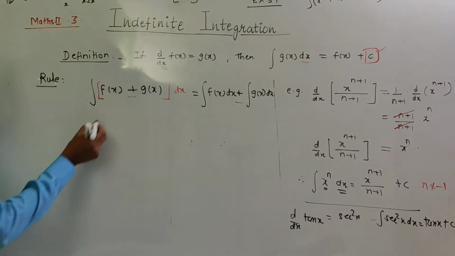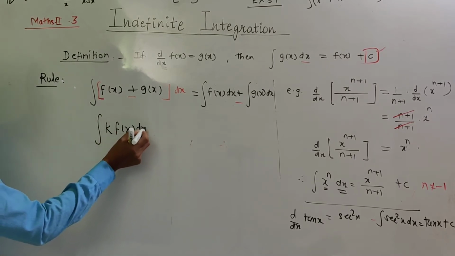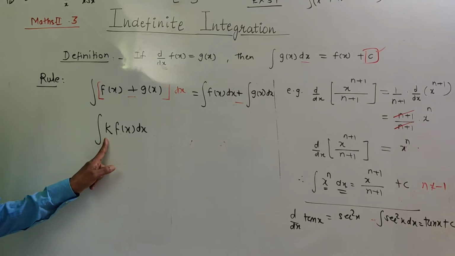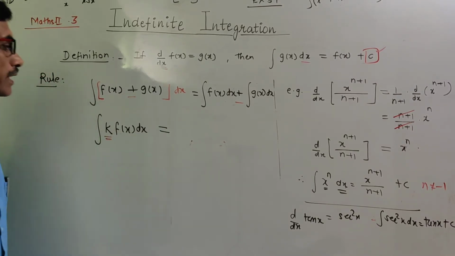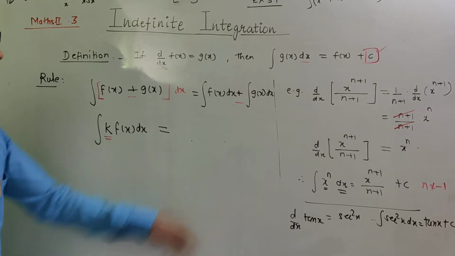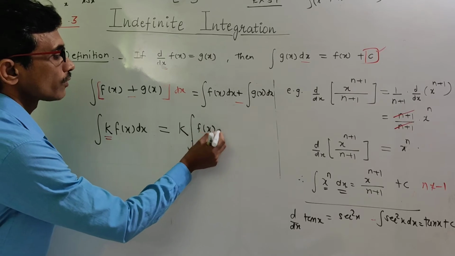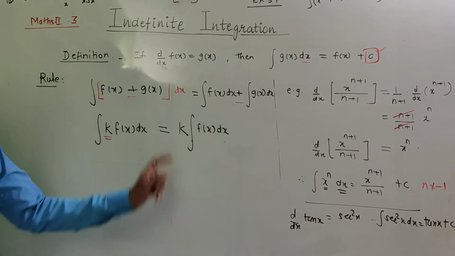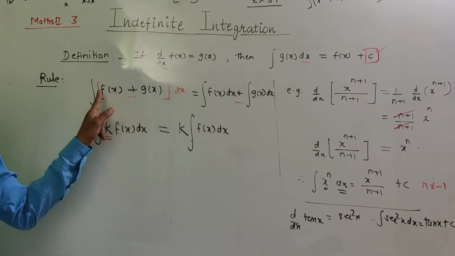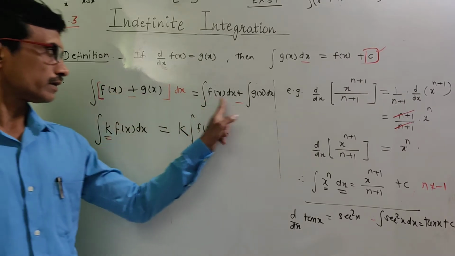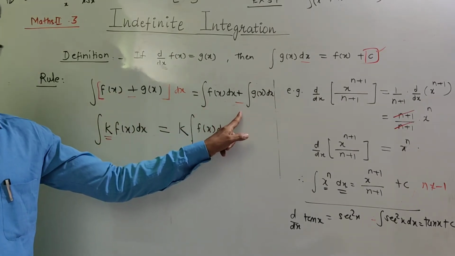फिर इंटीग्रेशन ऑफ k into f of x dx, where k is a constant, so that k we write outside the integration sign, and this will be k into integration of f of x dx. So that constant we should write outside the integration sign. Sum of two functions, then integral of two functions. Difference is there, then difference will be here.